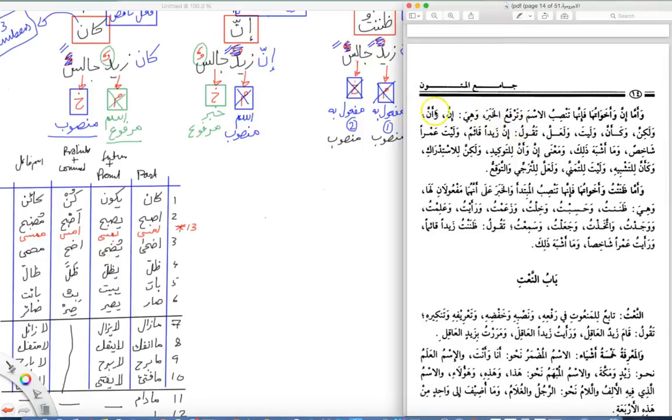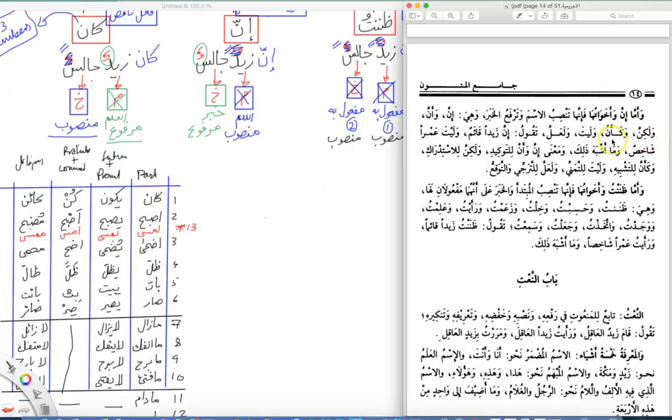Wa tarfa al-khabar, and it gives rafa to the khabar. Wa hiya inna, the 6 sisters there. Inna, anna, lakinna, ka'anna, layta, and la'alla. Inna means indeed. Anna is similar to indeed. Lakinna means however. Ka'anna means as though.